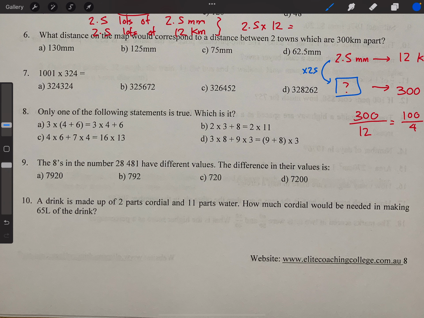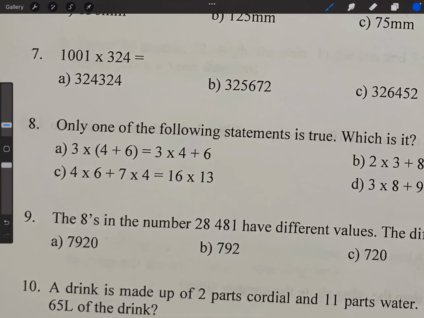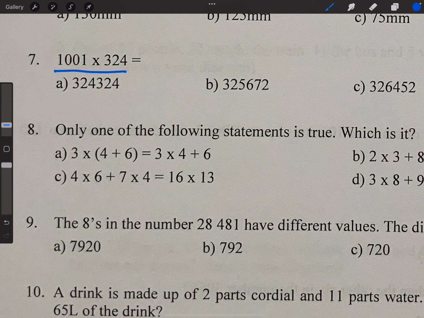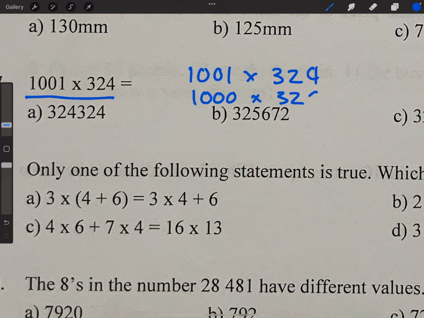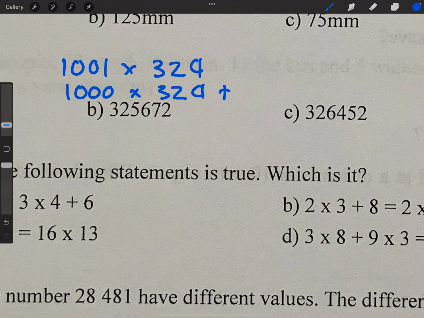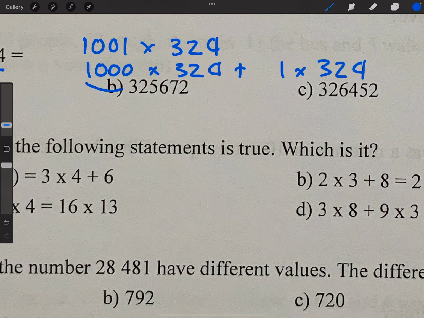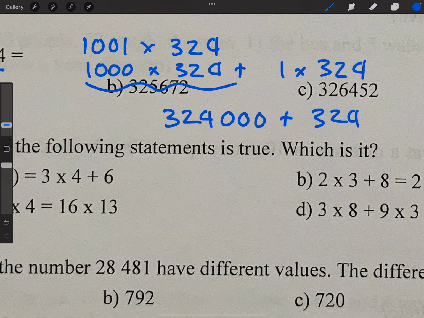Alright. Okay, it's question 7. Now this one, just multiply. Just do it. Or you could think about it this way, like 1001 times 324. Okay, that's the same as 1000 times 324 plus 1 times 324, right? So what's 1000 times 324? That's 324 with 3 zeros, 1, 2, 3, and you're going to add 324.